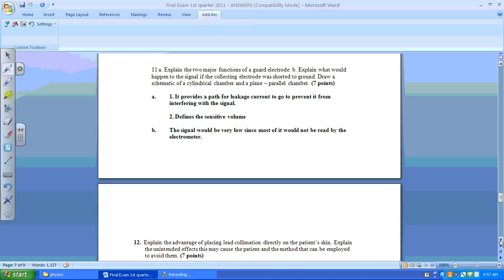If we didn't have a guard electrode, remember how the electric field lines could bow out and we would have an uncertainty in terms of the collecting volume? So by creating a guard electrode, we are creating our volume. We are defining our volume, our sensitive volume. And part B was explain what would happen to the signal if the collecting electrode was shorted to ground.